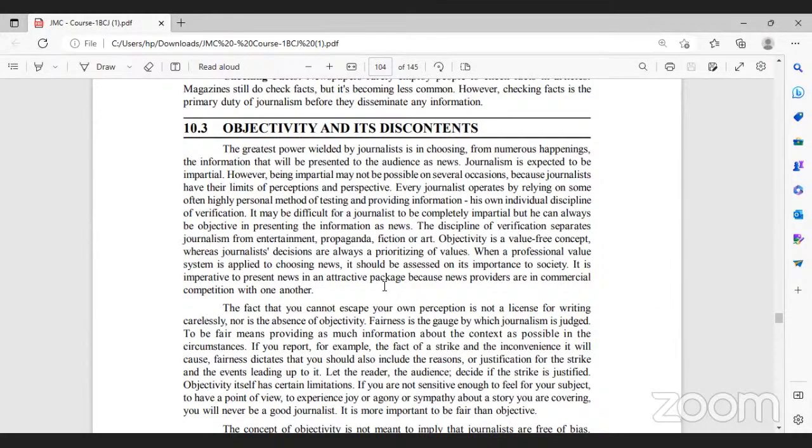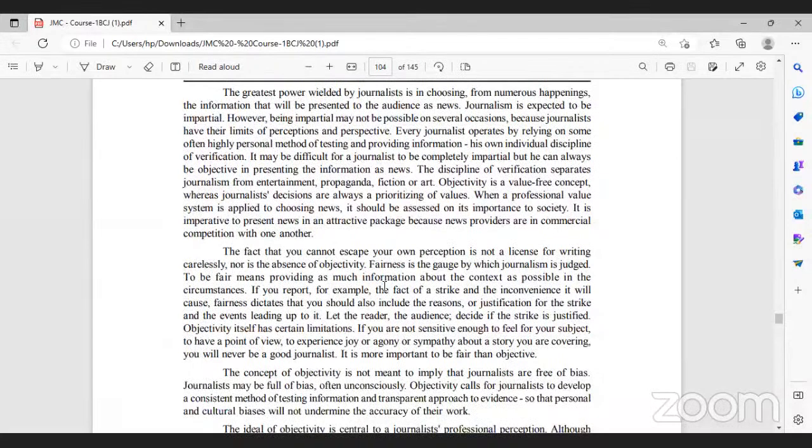So we see that objectivity is a value-free concept where journalists' decisions are always prioritizing this. When we talk of a professional value system, we apply this objectivity in terms of its relation to society. So it becomes very imperative to present news in an attractive package because news providers are in commercial competition with one another. But that doesn't mean that we have to overlook objectivity. So objectivity is one part when reporting a news item.